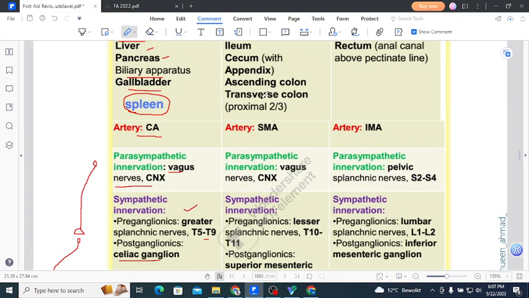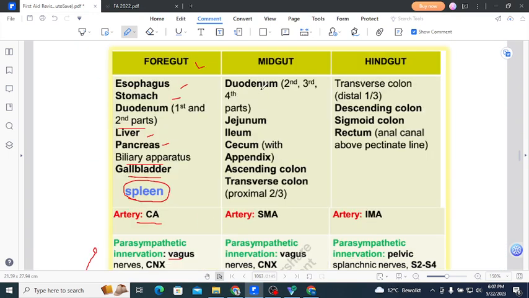So the second thing is the midgut. Midgut is starting from the duodenum, the second, third, and fourth parts, the jejunum, the ileum. Then we have the cecum with the appendix. Appendix is also a part of the midgut. Then we have the ascending colon, and the proximal 2/3 of the transverse colon is also included in the midgut. The artery that is supplying the whole of the midgut is the superior mesenteric artery through its different branches.